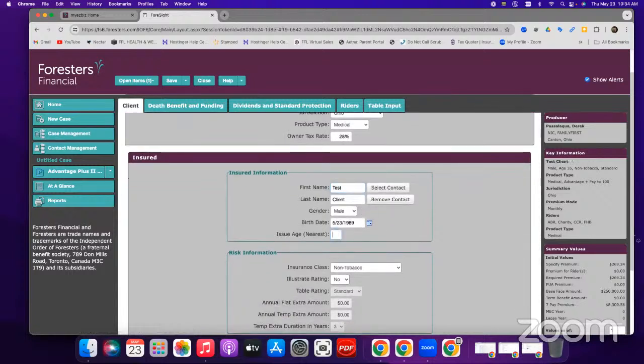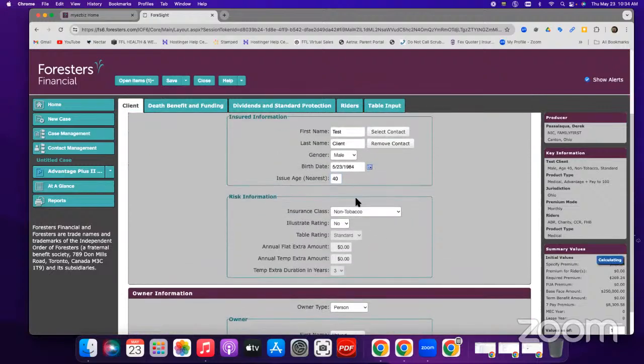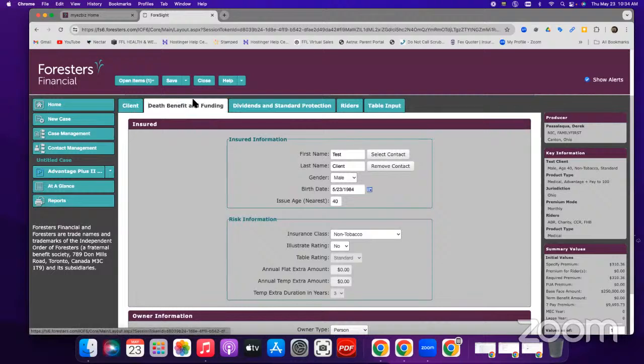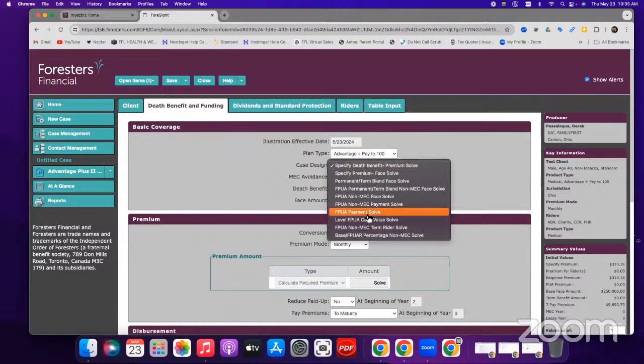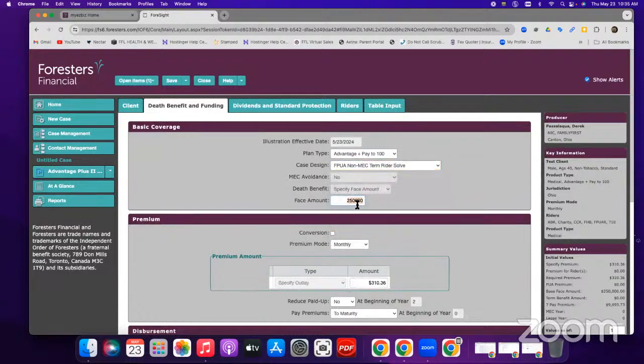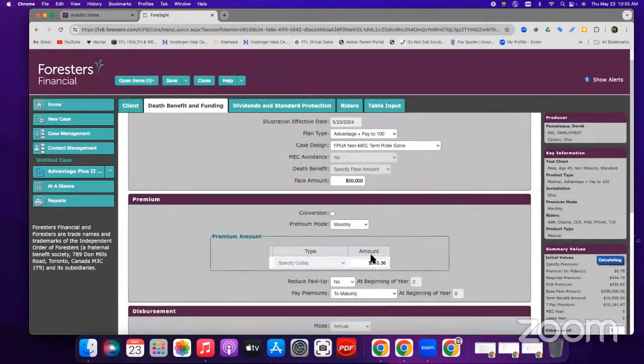So let's do, I believe the example he gave was a 40-year-old male, standard non tobacco. Now, with Foresters, you have to change it from non medical to medical. There's several ways you can go about doing this, but one of the easiest ways is to do a FPUA non-MEC term rider solve if you don't care about death benefit. And you can put their minimum base of 50,000. And then at this point, it's whatever you want to put in on either a monthly or annual basis.